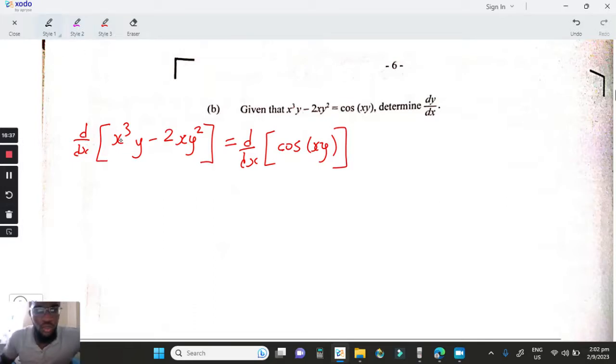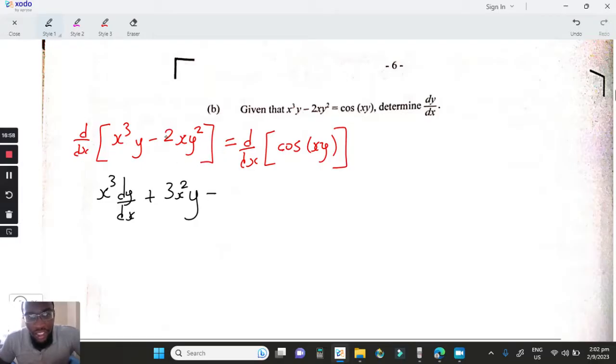So remember, we have to use the product rule. With the product rule, you keep the first times the derivative of the second. When you differentiate y, you get dy by dx, plus keep the second, y, times the derivative of the first, which is x cubed. When you differentiate x cubed, you get 3x squared.